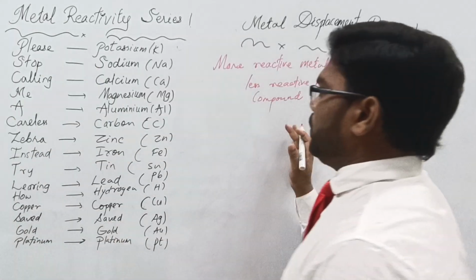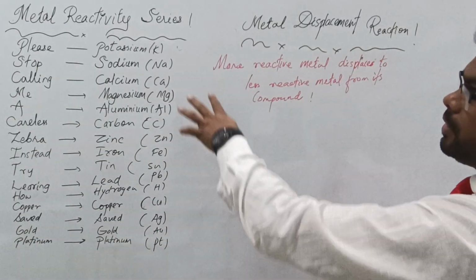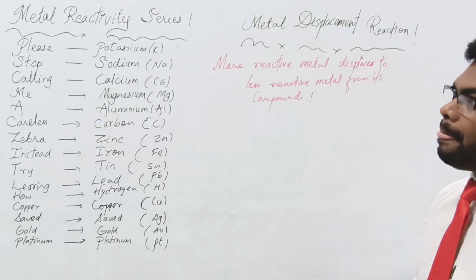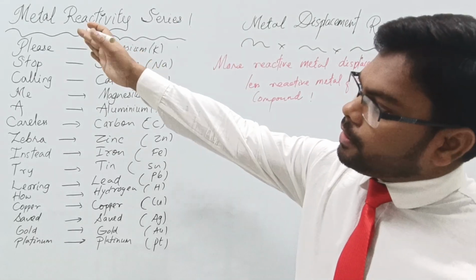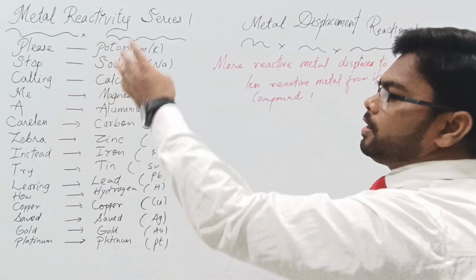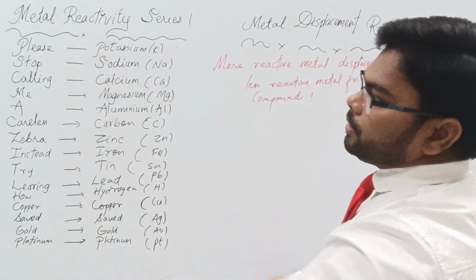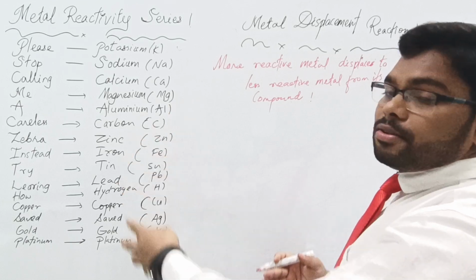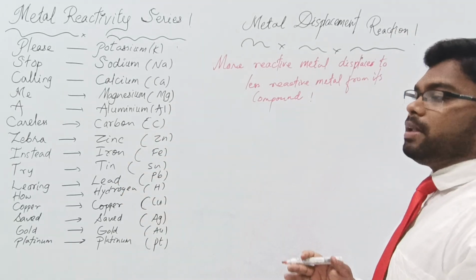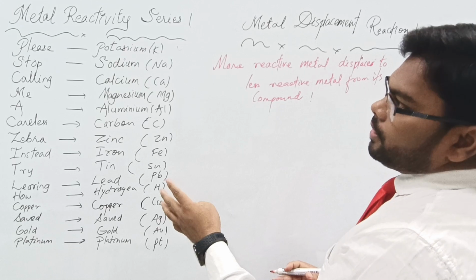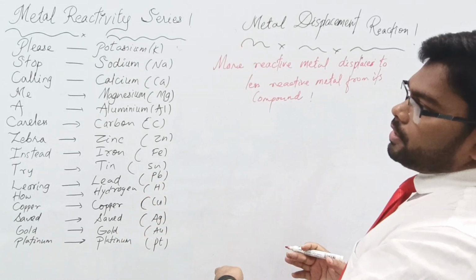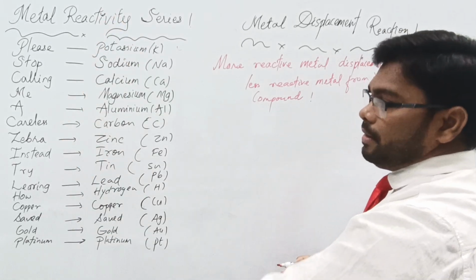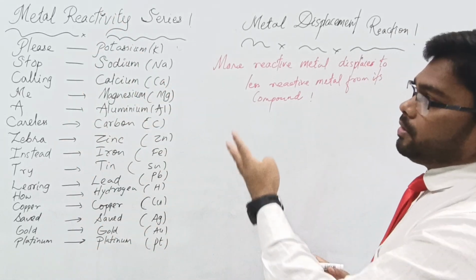So before I give one example, let me brief you on the metal reactivity series, guys. In fact, this is the metal reactivity series. You can see it has fun names. It's a fun mnemonic. Please stop calling me a careless zebra. Instead, try learning how copper, slate, gold, and platinum. Sometimes students tend to forget the series. Therefore, if you remember the fun names, I think you can remember them for a lifetime.